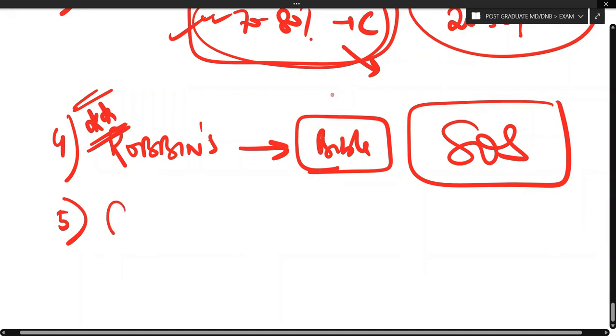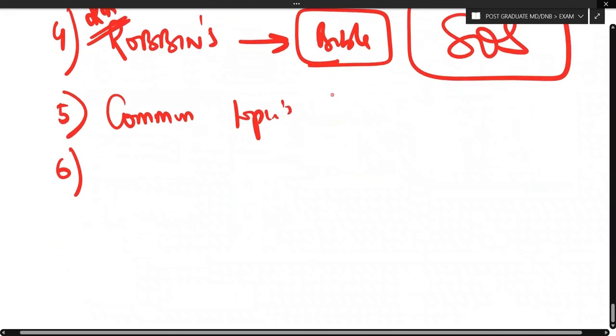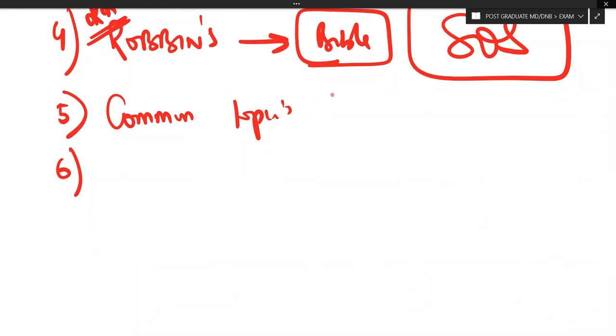As I already told you, common topics first, rare topics later. After that, I will tell you one important thing. What I used to do, I used to complete each and everything by 7 o'clock. I used to come back around 4:30, I used to read from 5 to 7:30. I used to complete everything.